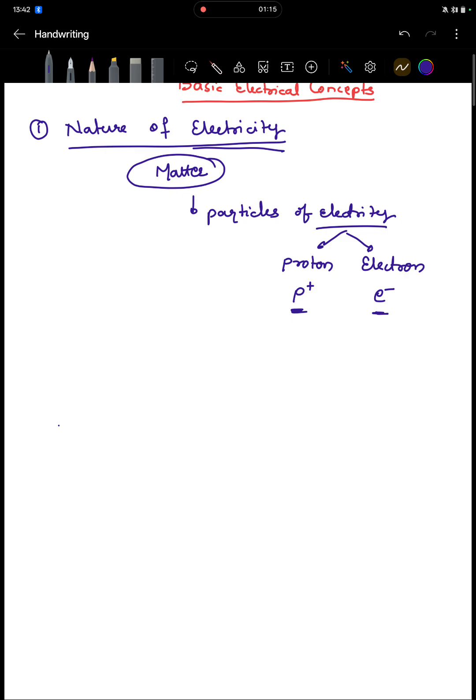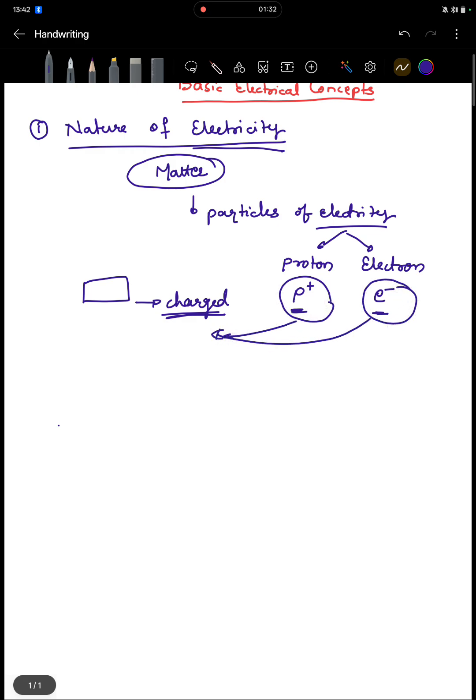Whether a given body exhibits electricity or not, whether it is charged or not, how do we find this out? It is based on the number of protons and electrons the body has. There are three important points to remember here. One is that when the number of protons is exactly equal to the number of electrons in the body, the resultant charge will be 0. When the charge on the body is 0, it is electrically neutral.